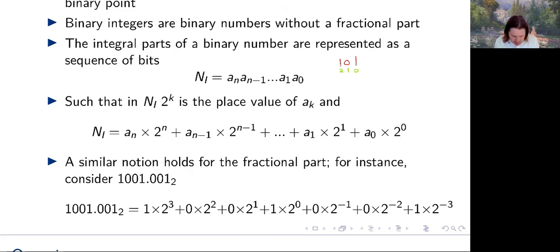To calculate this out, we would have 1 times the base raised to the position, which is 0, plus 0 times the base raised to the position, plus 1 times the base raised to the position. If we add this up, we're going to have 1 plus 0 plus 4, and that's going to add to 5. So 101 is the base 2 equivalent of 5 in the decimal system.